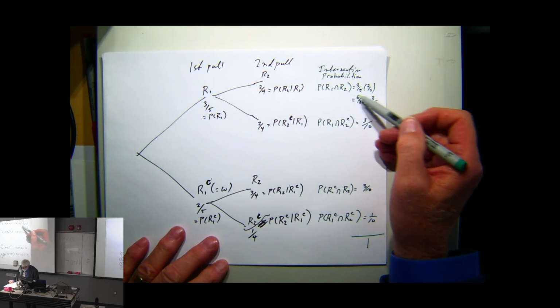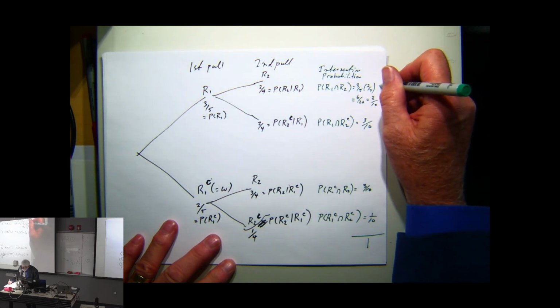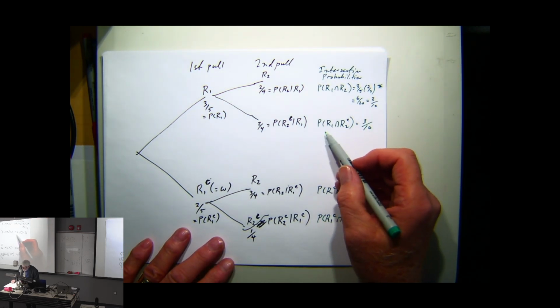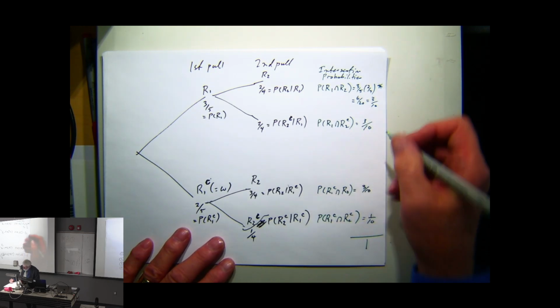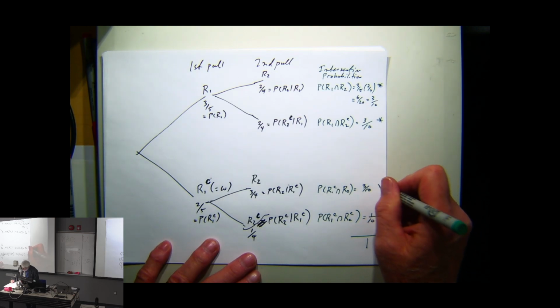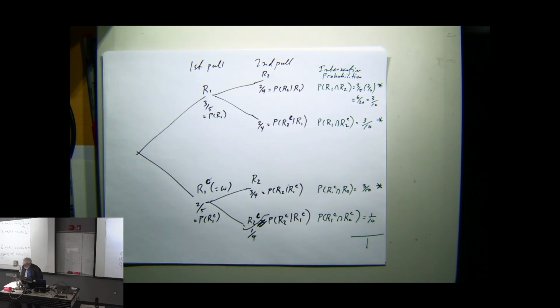Does this satisfy it? Yes, that satisfies it. But here we have at least one red. And here we have at least one red. So one solution there is to simply add up those three intersections. The probabilities of the intersections, 3/10 plus 3/10 plus 3/10. The answer is 9/10.